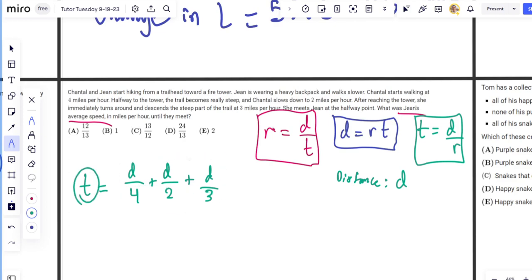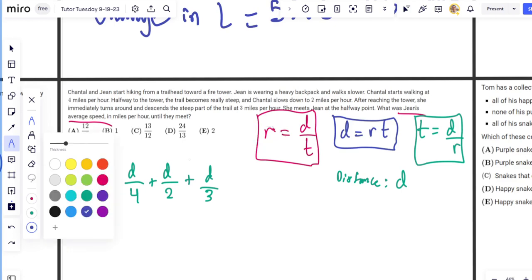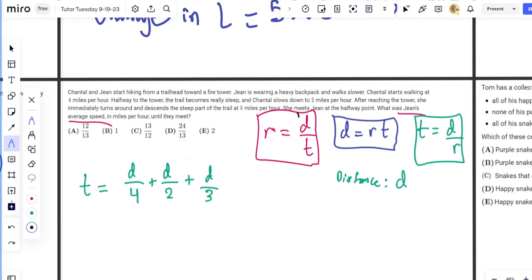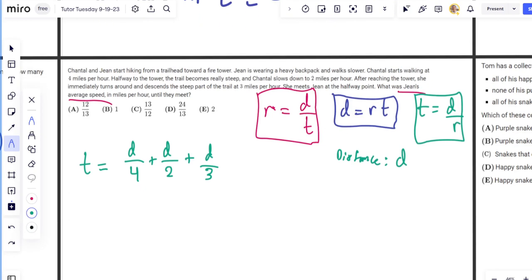And you'll see why I did this in a second here. Once we get the time in terms of the distance, we can then get the average speed, or the rate, using that information. Because although we don't know the distance, we've written our time traveled in terms of the distance, which means that the d's should cancel out. Let's just verify that that's going to work. Time is equal to, let's get a common denominator here. It looks like the least common denominator would be 12. So I'm going to say this is 3d over 12. This is 6d over 12. And then this one is 4d over 12, which means that these add up to 13d over 12.